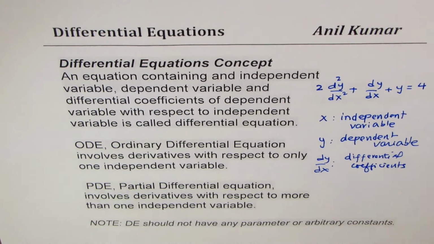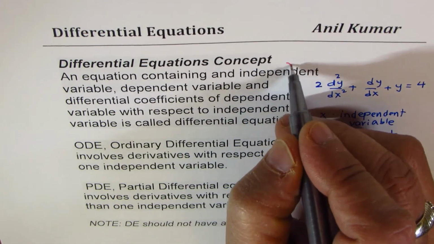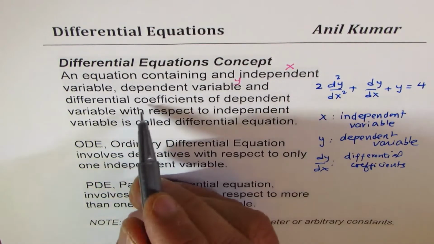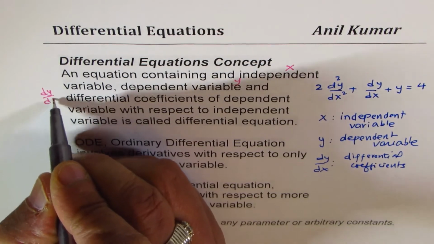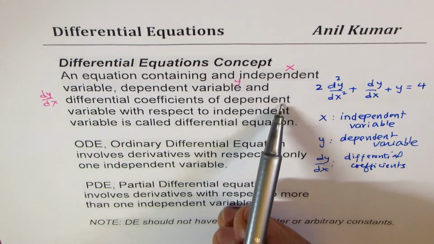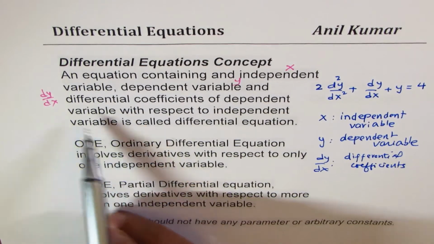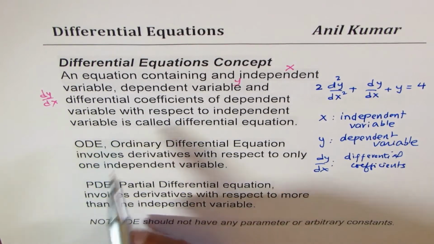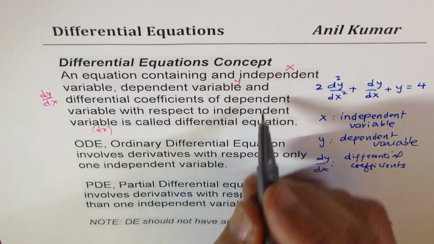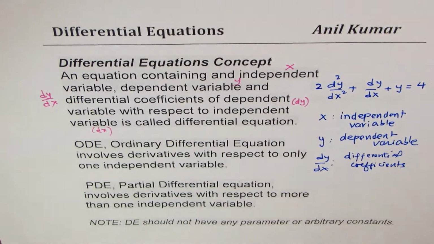So this is the independent variable. By default we are going to take x. The dependent variable, by default we are going to take y. The differential coefficient will be dy dx, where you can see the differential coefficient of the dependent variable, which is y, with respect to the independent variable dx. Do you see that? An equation with these is called a differential equation.